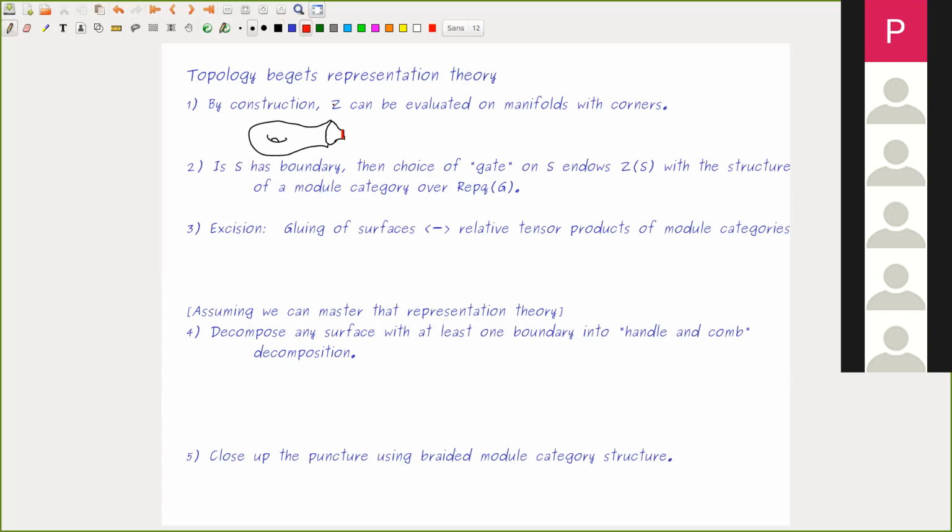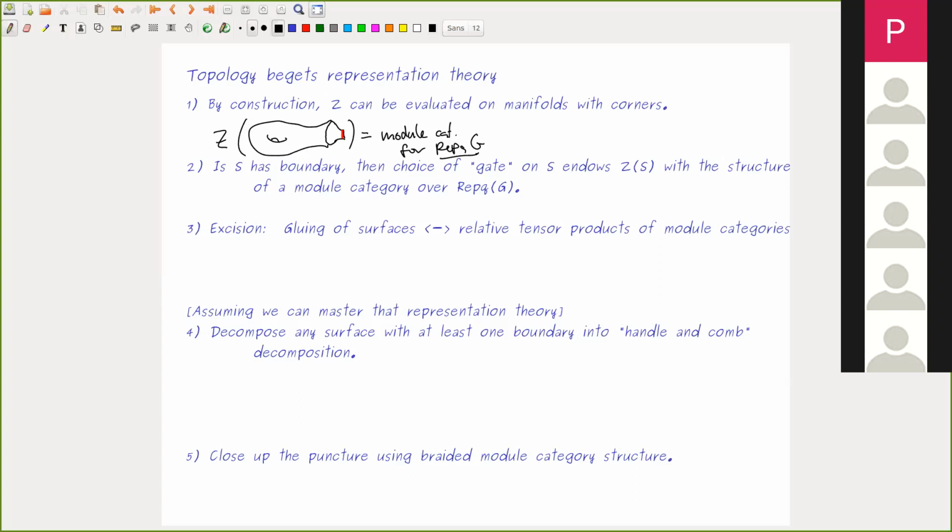And so what happens is that when I evaluate Z on this thing, what I get is a module category for rep QG, because the morphisms in this category are all bimodules at this level, and if I only have one piece of boundary, then I just get a module for rep QG.